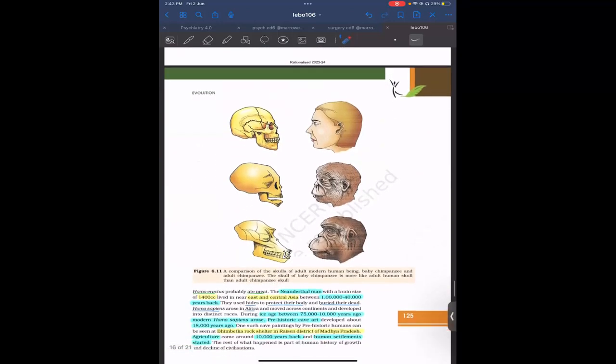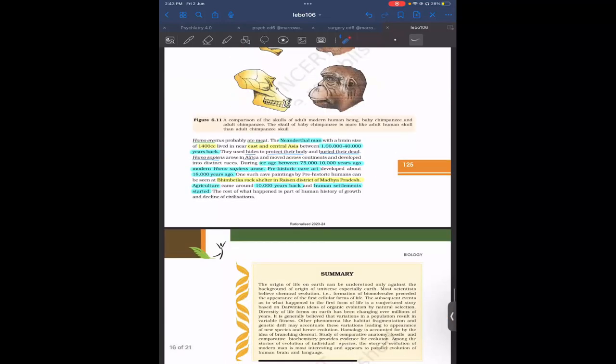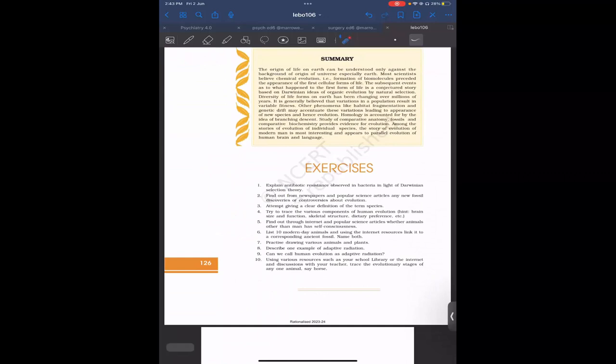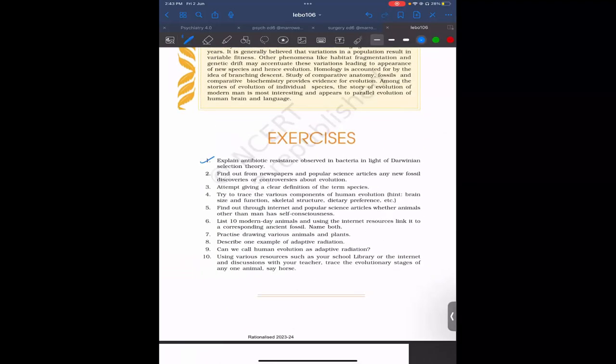Here for humans, make a table where you will learn about the names of the species of the humans and then their brain size. So this was all about the chapter. Now we'll go through the questions. Antibiotic resistance has been explained in the chapter itself very well. It is given on page number 134.